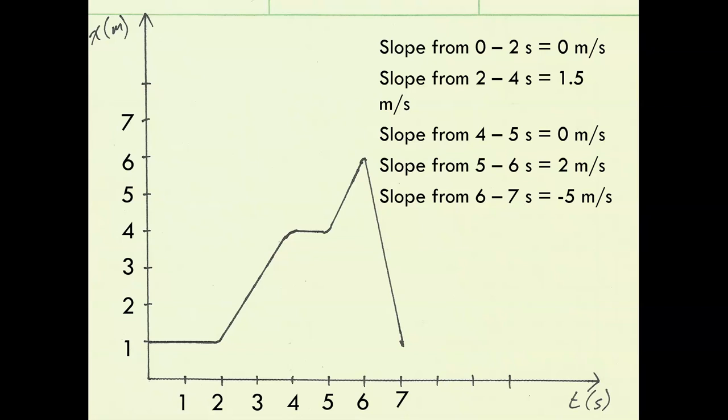A constant slope. A line with a constant slope is a constant velocity. Thus, the first 2 seconds, a constant velocity of 0. The second 2 seconds, a constant velocity of 1.5 meters per second. How can you tell on a position versus time graph that the velocity is changing? The position graph will curve. Okay? That was questions from the lab.